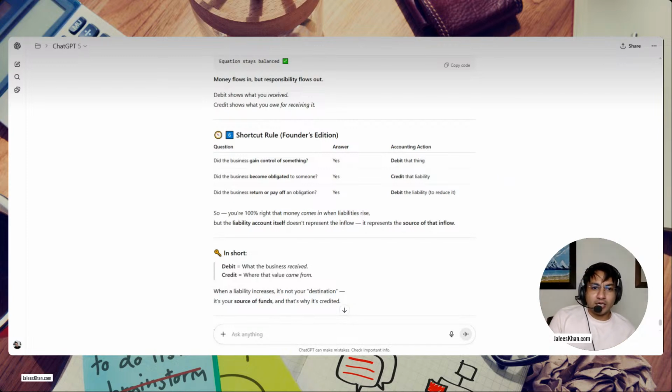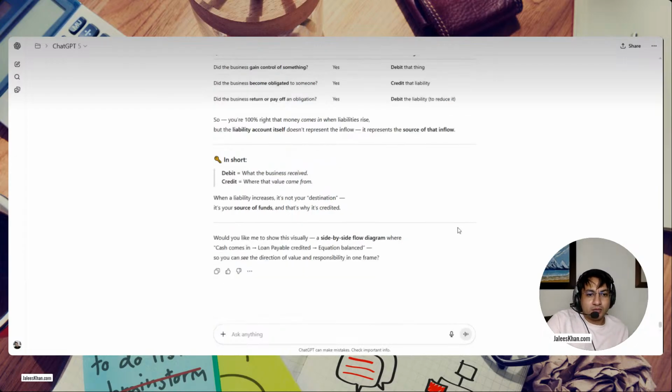So you are 100% right that money comes in when liabilities increase. But the liability account itself doesn't represent the inflow. It represents the source of that inflow. In short, debit what your business received, credit where that value came from. That's the thing about the transaction view: when a liability increases, it's not your destination, it's your source of funds.